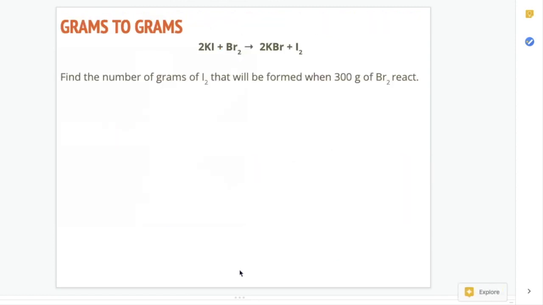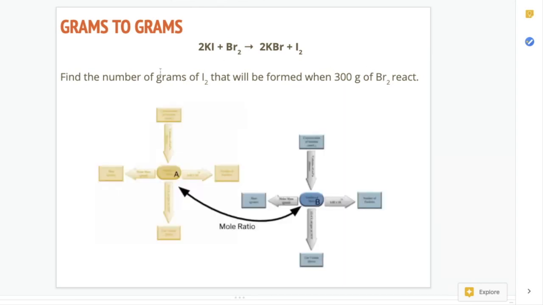So our first example, we are going to practice how to go from grams to grams. So let's read this. It says, find the number of grams of iodine that will be formed when 300 grams of bromine react. So I'm going from grams of bromine to grams of iodine. So let's check out our chart. We need to find our starting place. So I'm starting at grams, which is here, and I need to get all the way over to grams here.